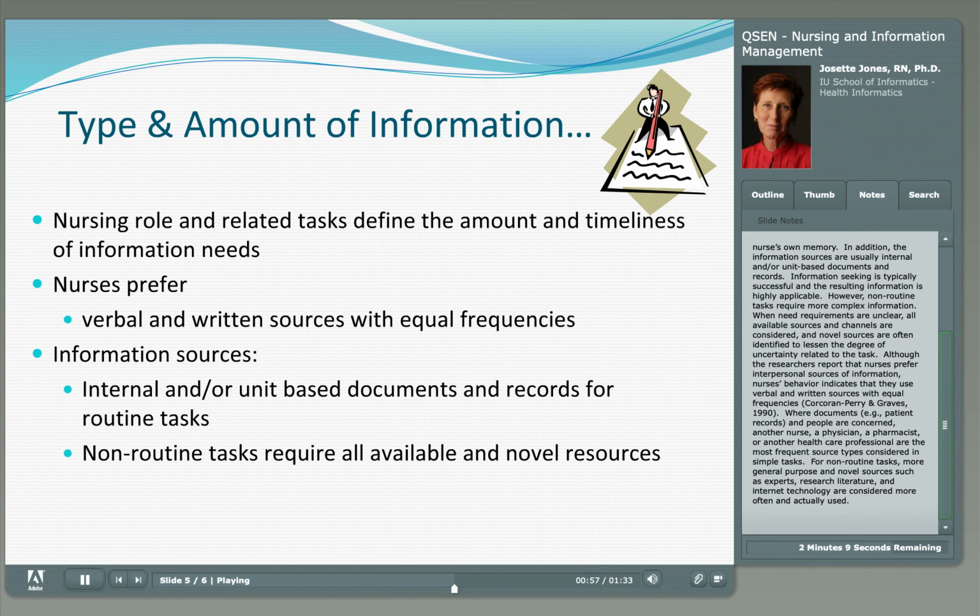However, when need requirements are unclear, they initiate information seeking. All available sources and channels must be considered, and novel sources are often identified to lessen the degree of uncertainty related to the task performance. More general purpose and novel sources such as experts, research literature, and internet technology are considered and actually used for task performance.